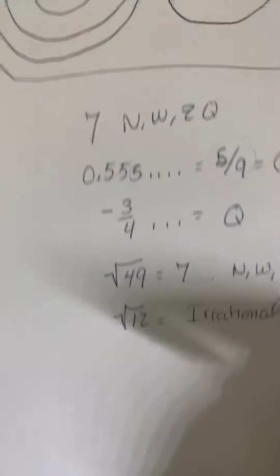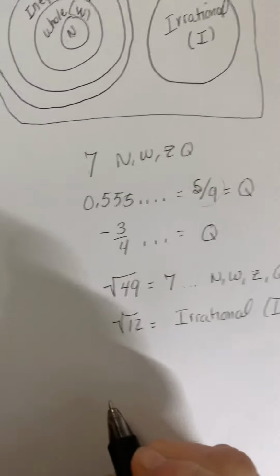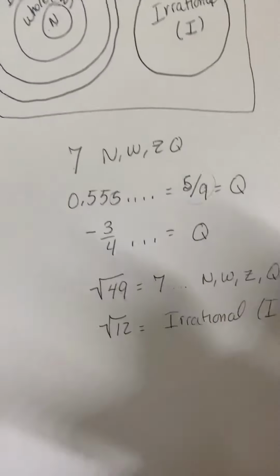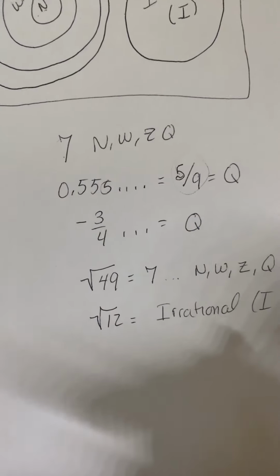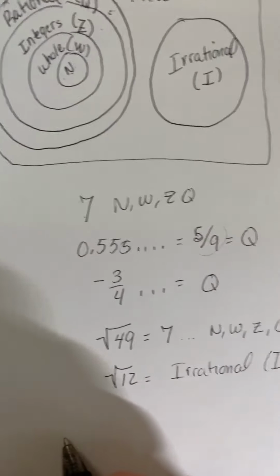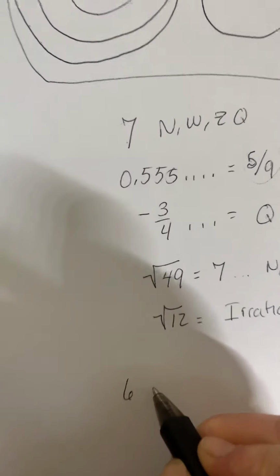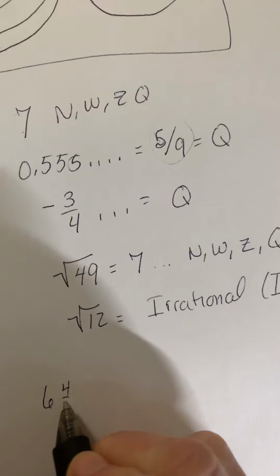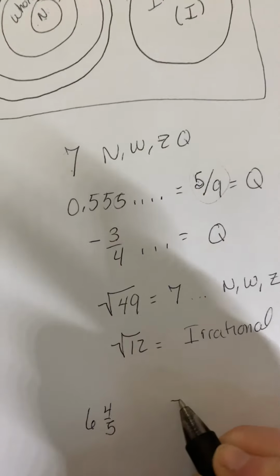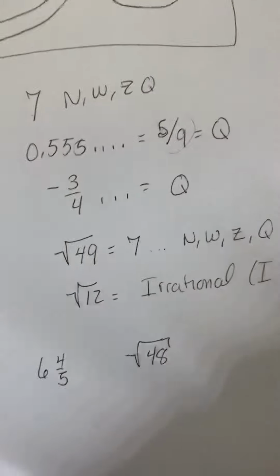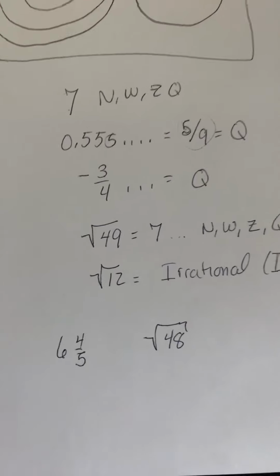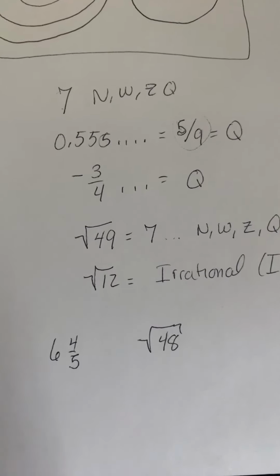Another thing that you're going to be doing in this section is comparing numbers. Just like we've done before, the only difference now is we're comparing with square roots. So you need to get it in the same format in order for you to compare them. So if I have 6 4/5, and I want to compare it to the square root of 48. Now, you don't have a calculator, so you're going to have to do some estimating, and some of these are going to be really close. But I just want you to get an idea and feel comfortable with estimation.